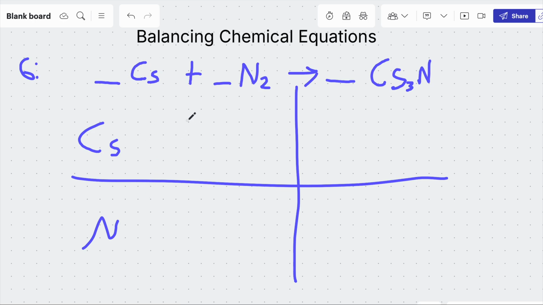Over here, we have 1. On this side, we have 2. And then we'll move over to this side. We have Cs3, so that's going to be 3 Cs's. Remember, this would be like Cs3N1, so we only have 1 N over here. All right, so now neither of these match up. We can start with any one of these. I'm going to start with N's.